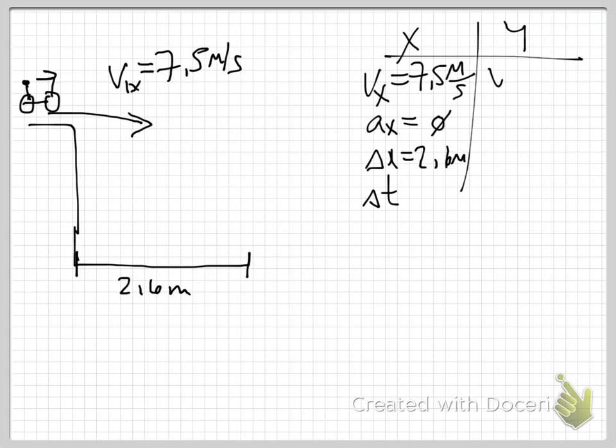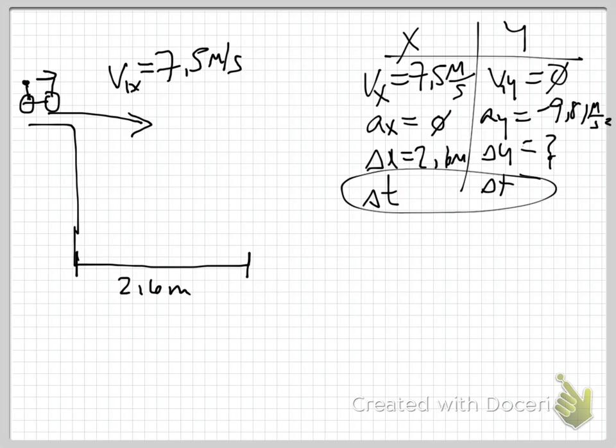So on the y-axis, v initial y is 0. We're not making a note of v final y yet; we don't care right now what v final y is. We could do something with it, but for these problems, we typically are not. A sub y, which is the only a we have, is negative 9.81 meters per second squared. And what we're interested in is our delta y. Delta t, again, forms our bridge.